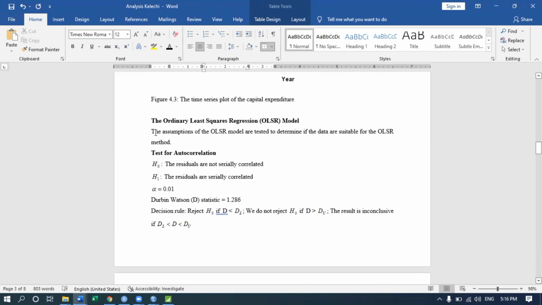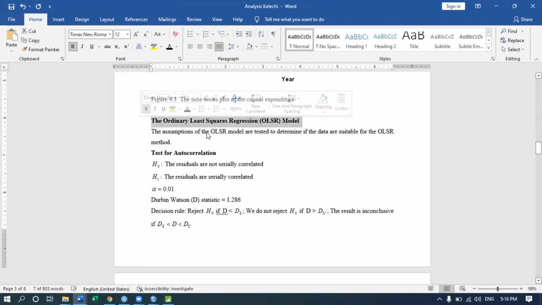Then I started linear regression. The assumptions of the OLS model are tested to determine if the data are suitable for the OLS method. Like I told you, if it fails an assumption, you can't continue the analysis. So we want to check the suitability of the data for that particular method. So, test for autocorrelation. You can write it this way or you write it in words.